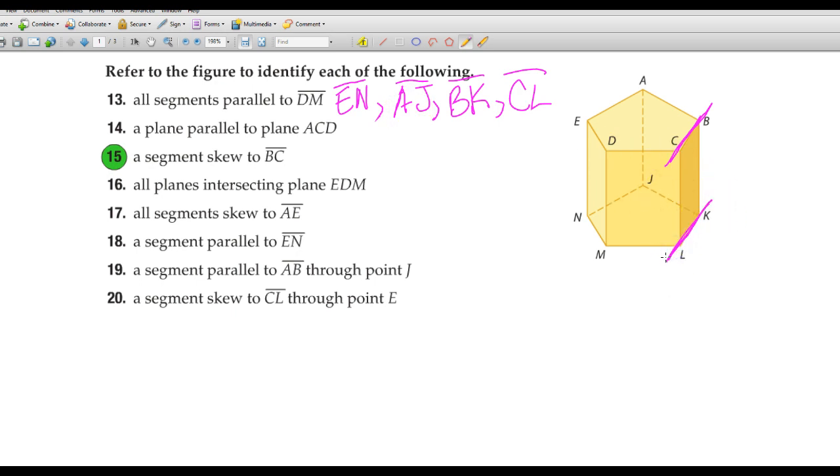KL is parallel, so we don't want that one. But any of these lines down here, okay, because they're all below this line, so they will not intersect, but they're not on the same plane. So we have that one, this one, here, and there. Those are all skew segments.